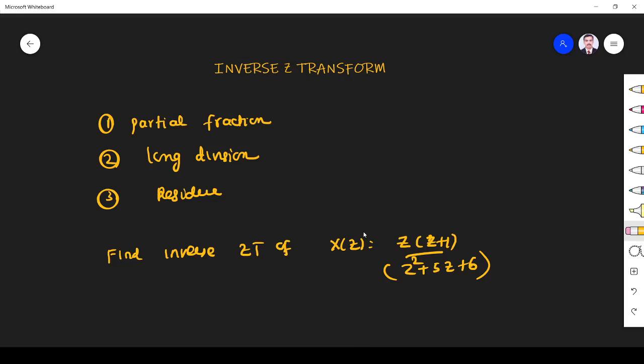Right. So inverse Z transform can be applied in three different ways. One is partial fraction method, second one is long division method, and the third one is residue method. In this video, we see only partial fraction method. That is very important. In exam, they will ask this question every time.